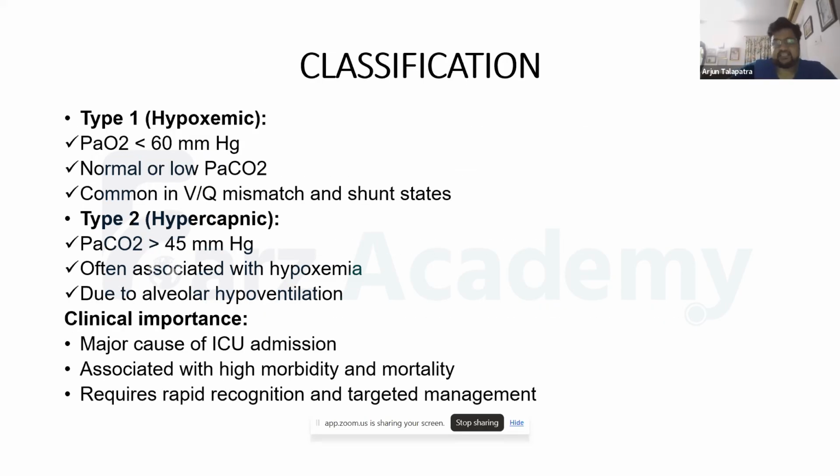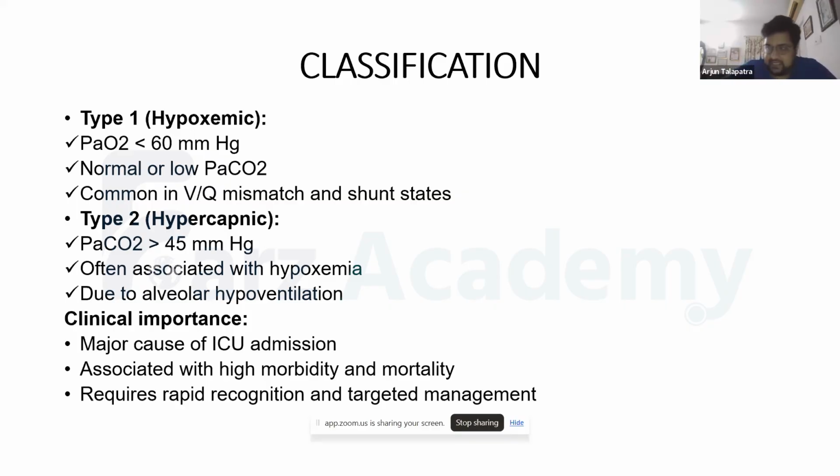So how do we classify respiratory failure? We can broadly classify it as type 1 and type 2 respiratory failure. Type 1 respiratory failure is classically called your hypoxemic respiratory failure, when your PaO2 is less than 60 millimeters of mercury, right? But here there is typically a normal or a low PaCO2. So this is most common in VQ mismatch and shunt states, right? What is a VQ mismatch? What is a shunt? I'll come to that later. So this is your typical hypoxemic respiratory failure.